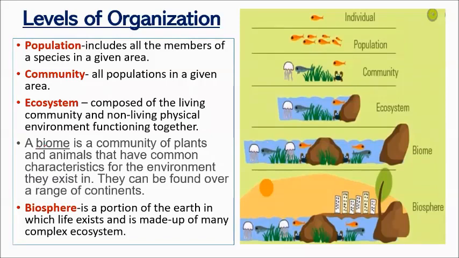Okay. So next is biome, is a community of plants and animals that have common characteristics for environment they exist in. They can be found over a range of continents. And lastly, we have the biosphere. So it is a portion of the earth in which life exists and is made up of many complex ecosystems. So complex ecosystem na yung biosphere.